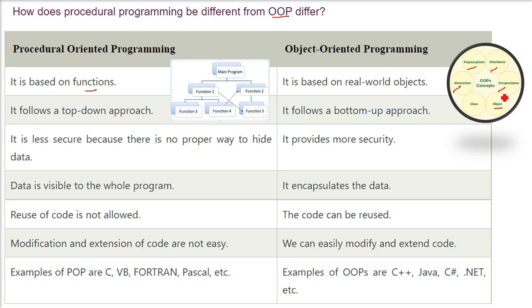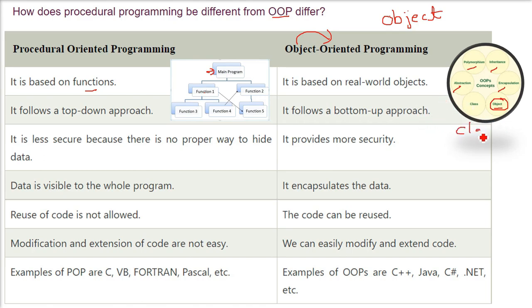While in object-oriented programming, we are talking about real-world entity representation, and that can be done using objects. Okay, where does an object come from? The blueprint, the class, and a class represents the real-world scenario. So everything is an object. Procedural-oriented programming follows a top-down approach. That means you start with the main program, then functions will be called, and then more functions will be called. Object-oriented programming follows the bottom-up approach.